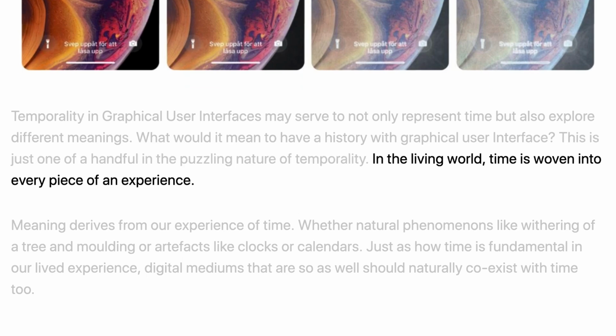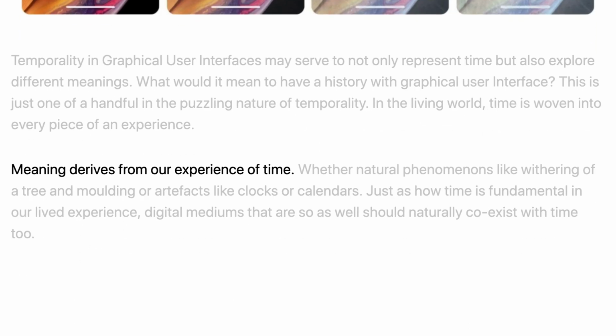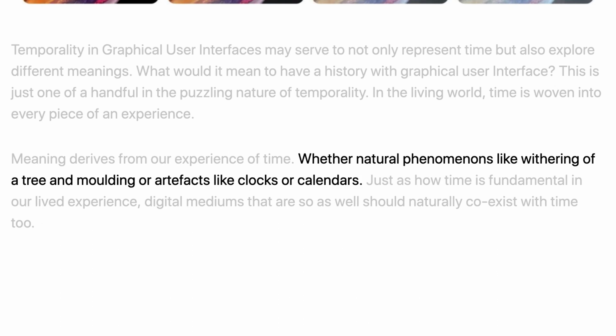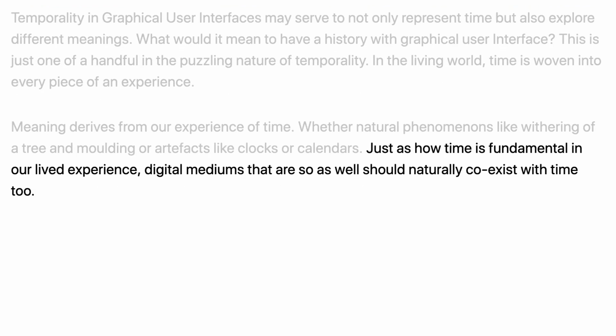In the living world, time is woven into every piece of an experience. Meaning derives from our experience of time, whether natural phenomena like the withering of a tree and molding, or artifacts like clocks or calendars. Just as time is fundamental in our lived experience, digital mediums should naturally coexist with time too.